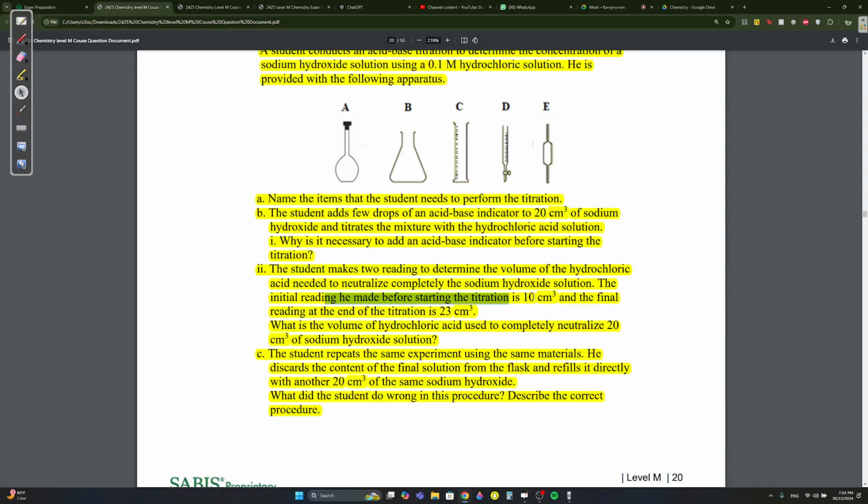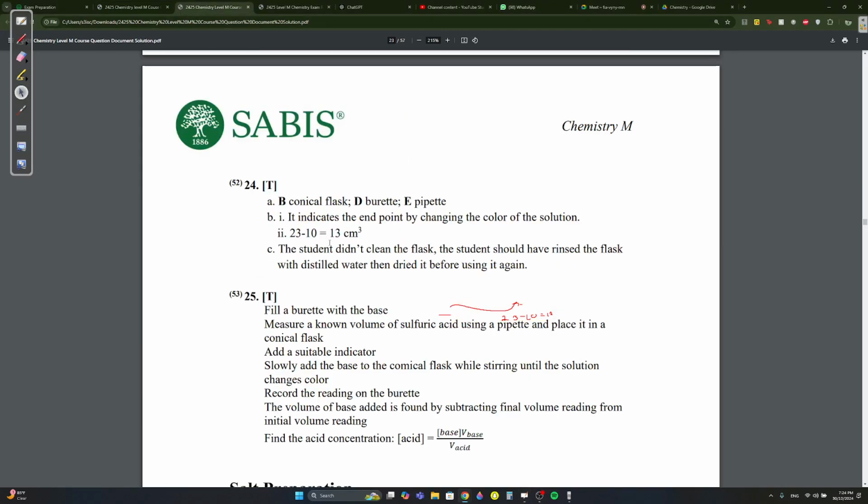The student makes 2 readings to determine the volume of the hydrochloric acid needed. The initial reading was 10 centimeter cube, and the final reading was 23. What is the volume of hydrochloric acid needed to completely neutralize 20 centimeter cube? Please don't do 10 minus 23 and get negative 13 and then say, oh, volume can't be negative, so you get 13. No. That's stupid. Don't do this. Always final minus initial. So you're going to get 23 minus 10, which is 13. You always do final reading minus initial reading.